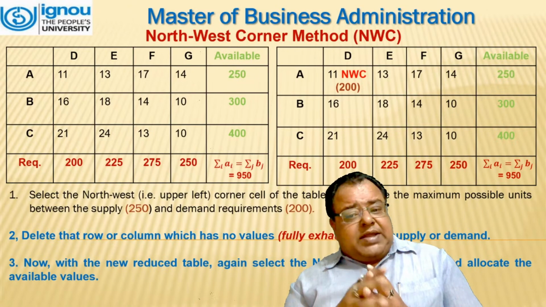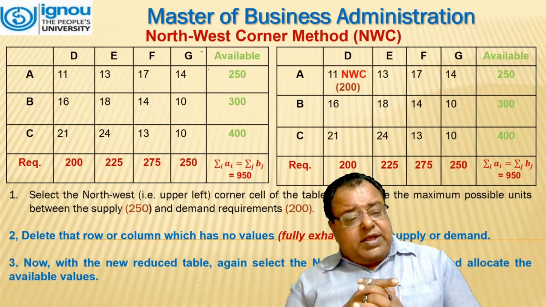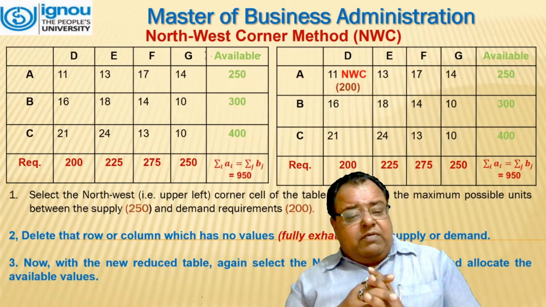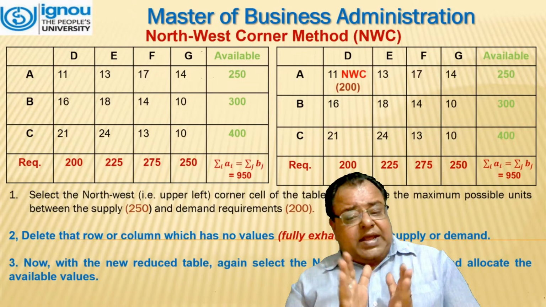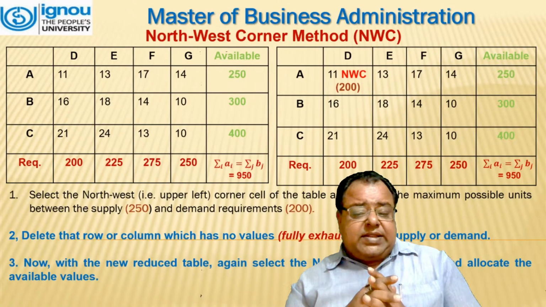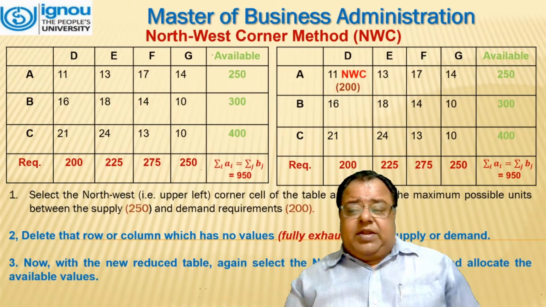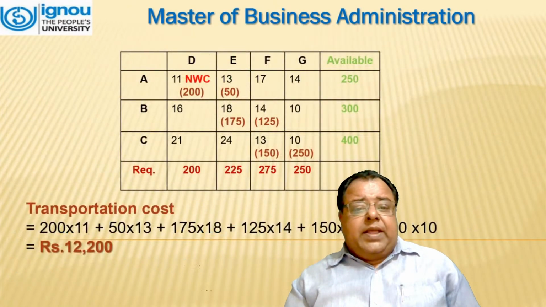We take the maximum possible units between 250 and the demand requirement 200. We place 200 over there, and delete the row or column which is fully exhausted for supply or demand. Now with the new reduced table, again select the northwest corner and allocate the available values.